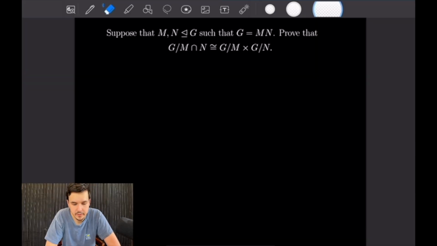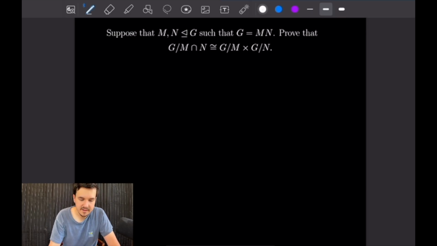For this first example, we are going to suppose that we have two normal subgroups of G, M and N, such that G is equal to M times N. We want to prove that the quotient group of G and M intersect N is isomorphic to G mod M cross G mod N.